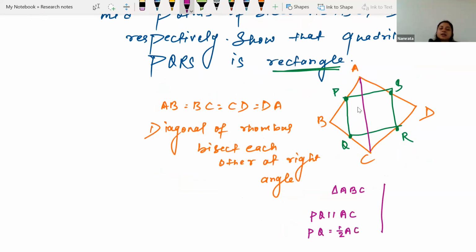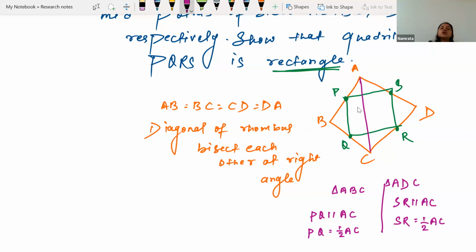In the other triangle ADC, what we can say? SR will be parallel to AC and SR will be equal to half of the length of AC. If you are not understanding it, we are just applying the midpoint theorem. We are just joining the midpoints of two sides. It will be parallel to the third side of the triangle. That's what we are saying.